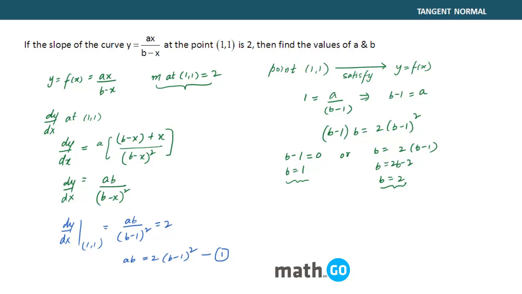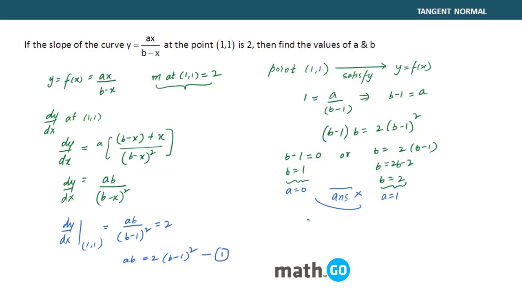So if b is equal to 1, then what will be the value of a? Just put b equal to 1 over here and you get a is equal to 0. And if b is equal to 2, we get a is equal to 1. So these are the two answers that we obtain for this particular question. Got it? But if you answer me that these are the two answers, then yes, this is wrong.